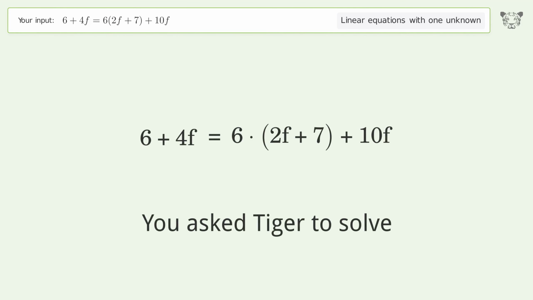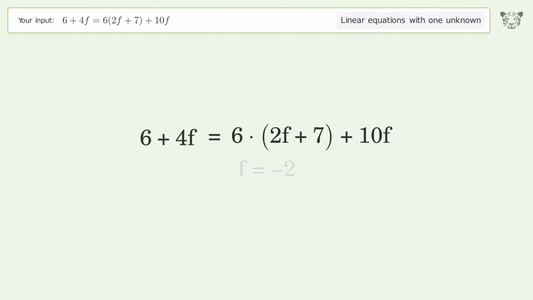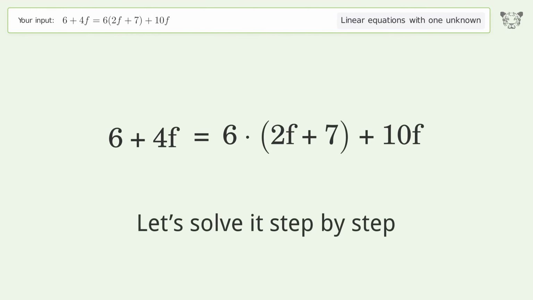You ask Tiger to solve. This deals with linear equations with one unknown. The final result is f equals -2. Let's solve it step by step.